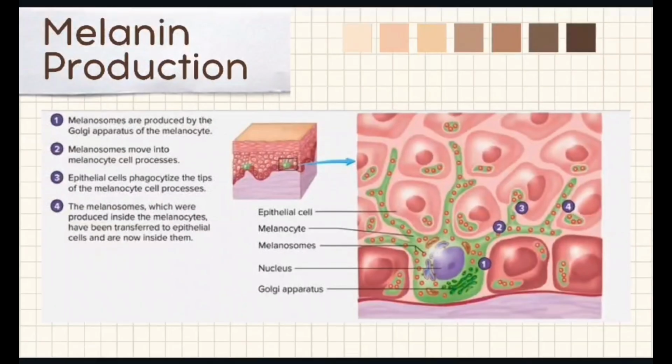Then number 4, the melanosomes which were produced inside the melanocytes have been transferred to epithelial cells and are now inside of them. So, earlier I said the melanosomes had only entered the keratinocyte but were not totally inside. But in number 4, the melanosomes are now inside the keratinocytes.